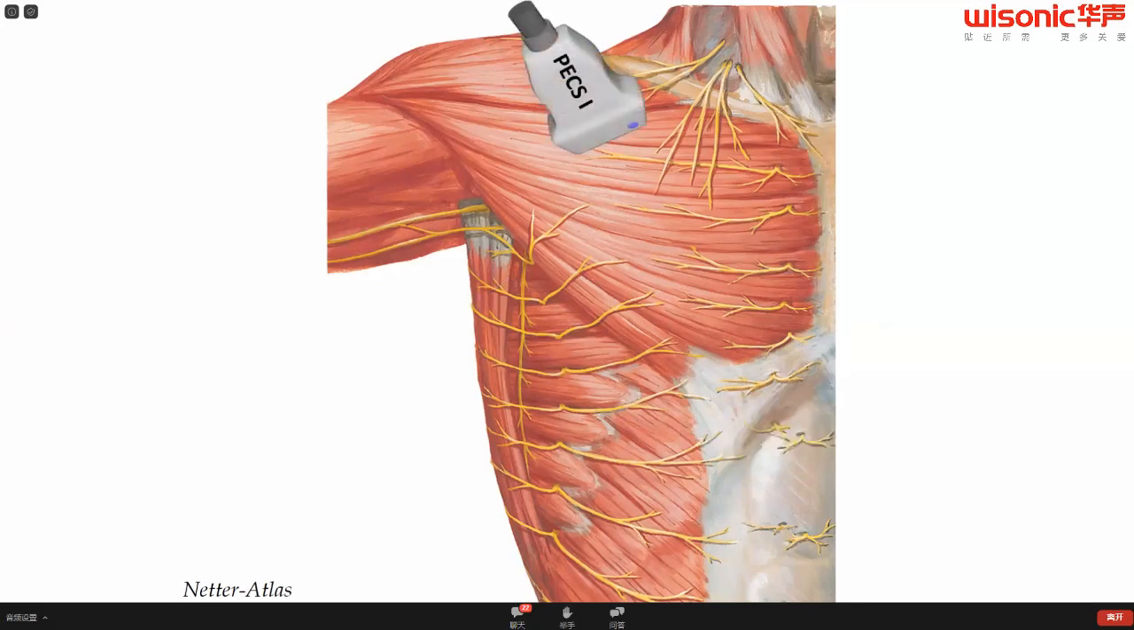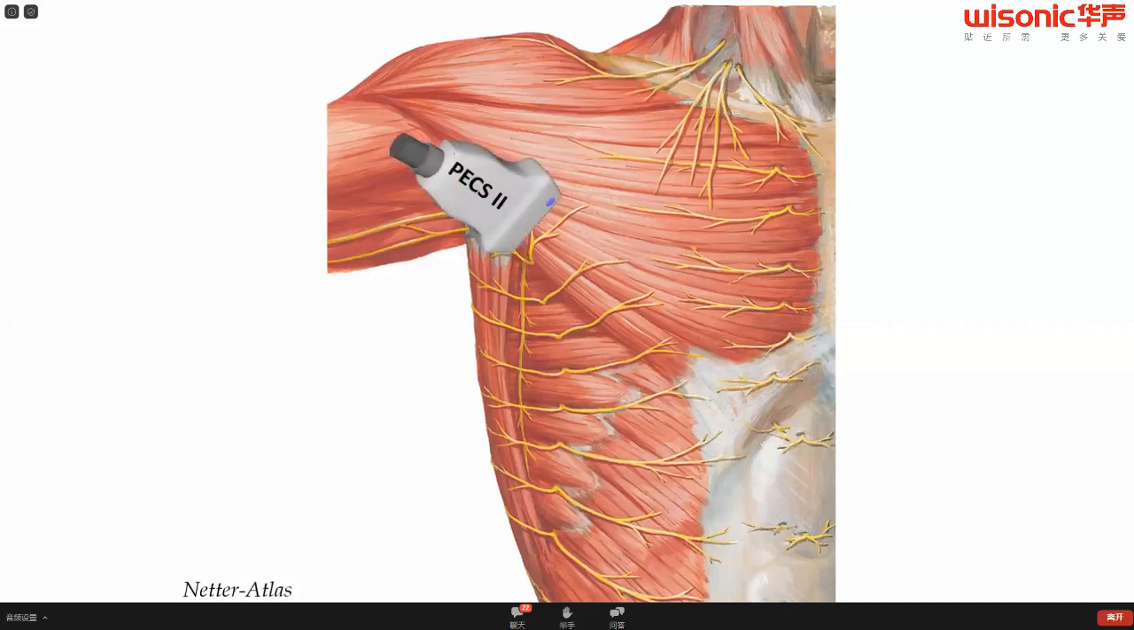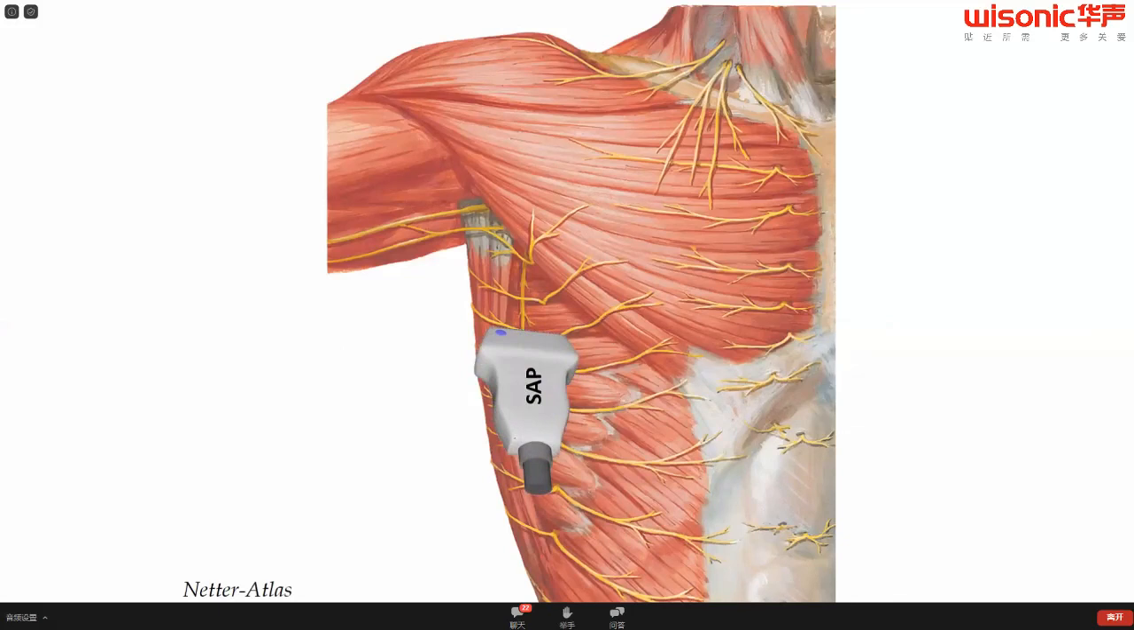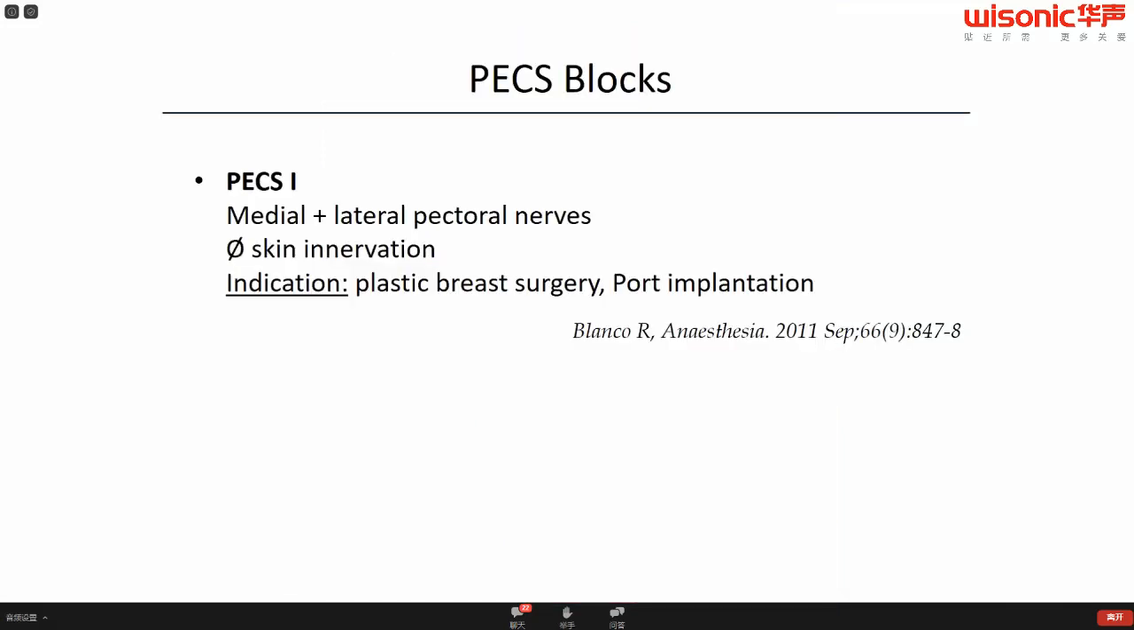For the PECS 1, you have to place the linear probe just below the clavicle. For the PECS 2 block, you move the probe more distally to the level of the fourth rib, and the serratus anterior plane block is done at the level of the fifth rib in the mid-axillary line. The PECS 1 block will block the medial and the lateral pectoral nerves. The PECS 1 block has no skin innervation. Indications are plastic breast surgery and port implantation.